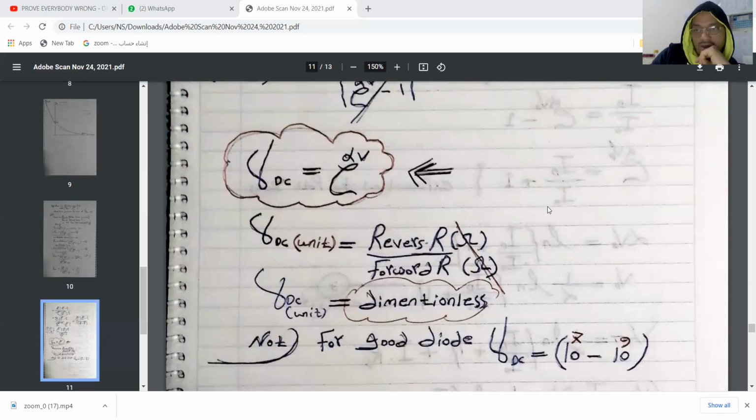Now let's work on the unit. As we know, rectification of dynamic resistance equals reverse resistance in ohms divided by forward resistance in ohms. That means this dynamic rectification is dimensionless. Let me write this. Rectification dynamic for a good diode equals exponential 7 to exponential 9.